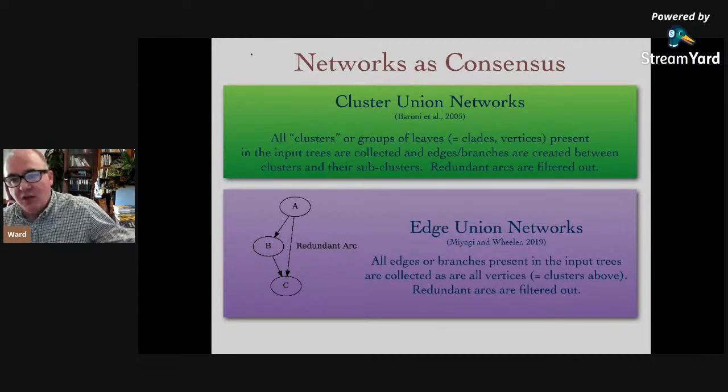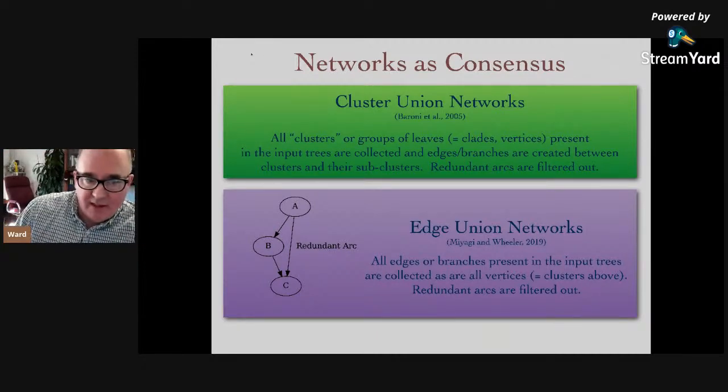So what this means is that you basically say, okay, take all the vertices in all the trees and label them with all their descendant taxa or leaves. Then you create an edge or a branch between every vertex and every descendant vertex in all of them. So you get lots and lots of edges. Then you remove the redundant ones, as you see down below. So if you have an AC edge, you remove it if you also have an A, B, B, C. In the sense, if you can get from A to C without that direct AC edge, you remove that redundant arc.